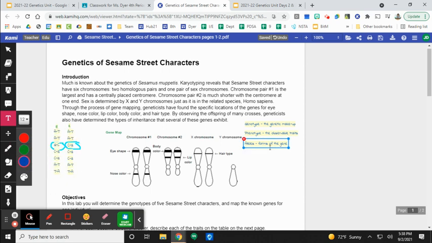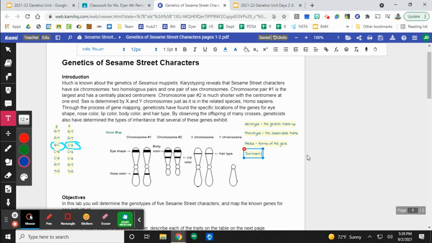Let me change my color back here. So, we're going to talk about something that is dominant, and this means that this characteristic always shows up, it's always observable, if the form of the gene is present. And this is noted by a capital letter.